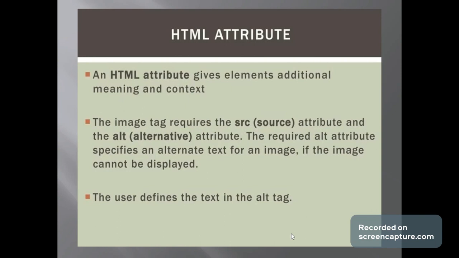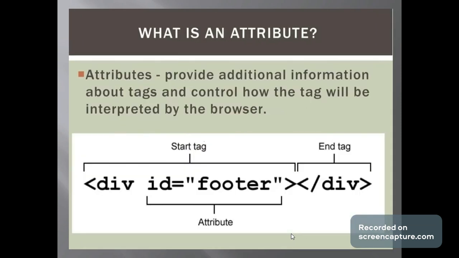HTML attribute. An HTML attribute gives elements additional meaning and context. The image tag requires the source attribute, also known as the src attribute, and the alternative attribute, also known as the alt attribute. The required alt attribute specifies an alternate text for an image if the image cannot be displayed. The user defines the text in the alt attribute. What is an attribute? Attributes provide additional information about tags and control how the tag will be interpreted by the browser. Here is an example where the start tag, end tag and attributes are located.